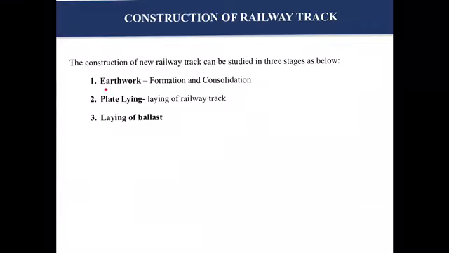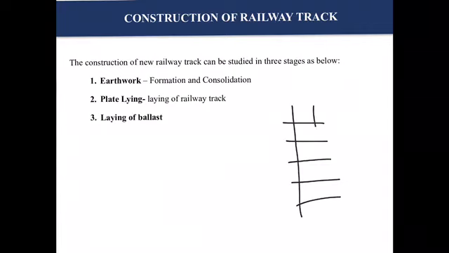The first stage involves the earthwork. That involves how the formation level has to be brought, and after the formation, how the consolidation of the track has to be done, and what the requirement of consolidation is. Those aspects will be studied. The second stage involves the laying of the railway track. We all know first we will place the sleepers. On the prepared sleepers, the rails will be placed. The placing of the sleepers and the rails together we call plate laying. The methods that are available for plate laying will be discussed here.